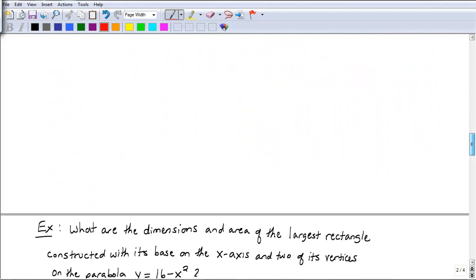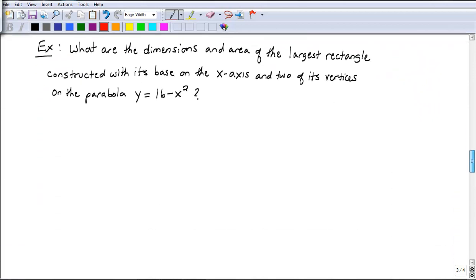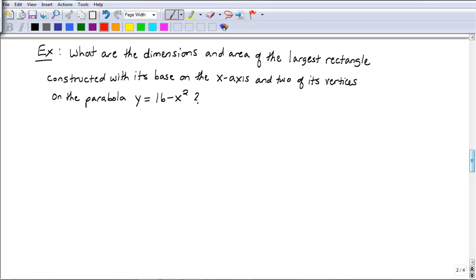Oh, the next problem is similar. This is a really good one to know how to do. It's a nice one to show up on tests. It says, what are the dimensions and the area of the largest rectangle constructed with its base on the x-axis and two of its vertices on the parabola y equals 16 minus x squared?